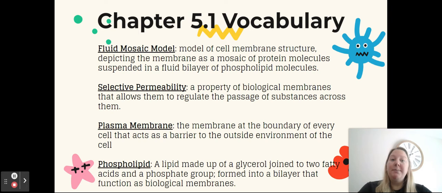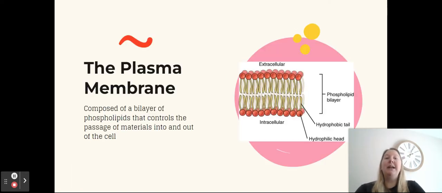And our plasma membrane is made up of phospholipids. This is a lipid or a fat that is made up of a glycerol joined by 2 fatty acids and a phosphate group. They form a bilayer that functions as a biological membrane. The plasma membrane has 2 sides to it. The extracellular side, which is the outside of the cell, and the intracellular side, which is the inside of the cell. And you can see just one of these here, this head and 2 fatty acid tails, is a phospholipid.